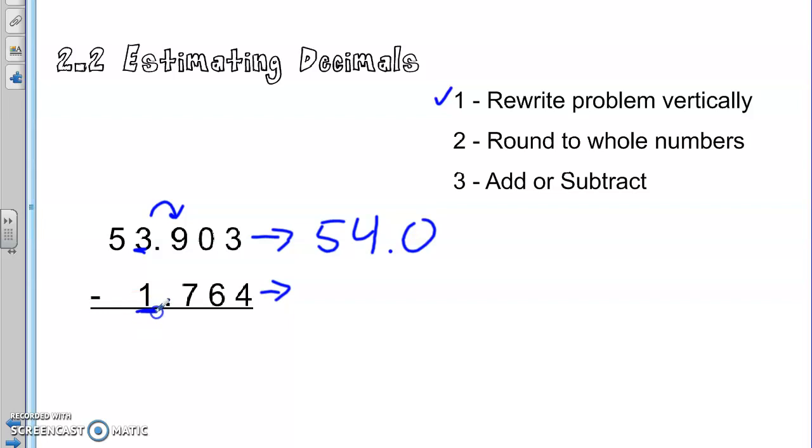Same thing here. We'll look at the ones. We'll look to the right. We'll see that 1 and 764 thousandths rounds up to 2. All right.